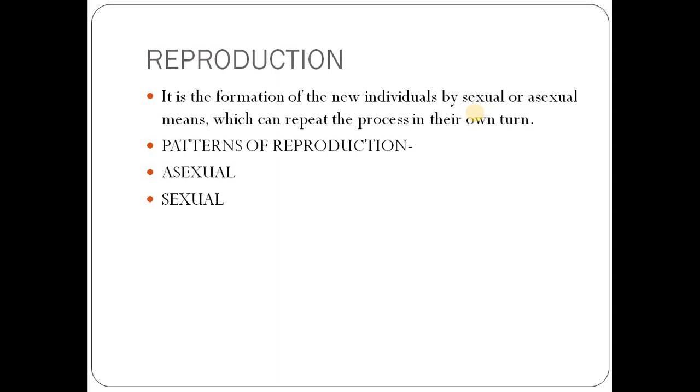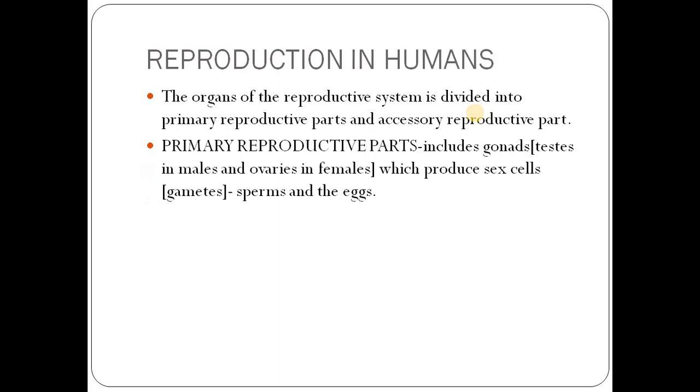Now the asexual mode of reproduction is a very rapid process. When there are favorable conditions, asexual reproduction takes place at a rapid rate, whereas sexual reproduction is a slower process. So this is actually the introductory part of what reproduction is all about.